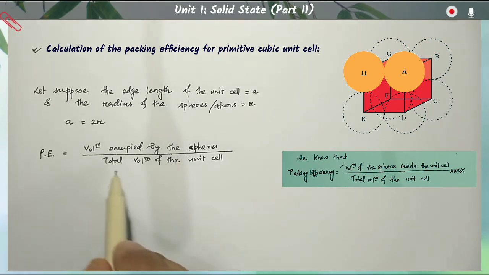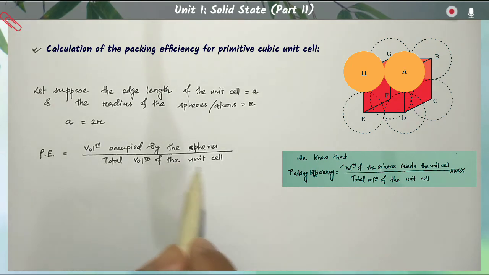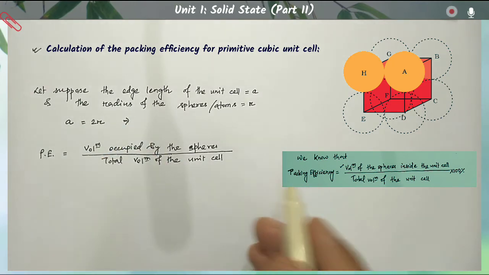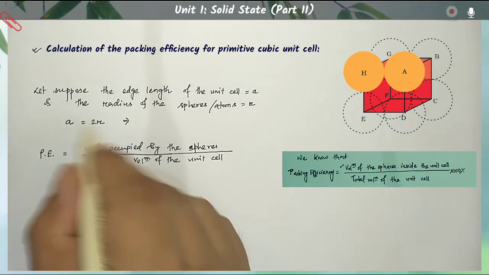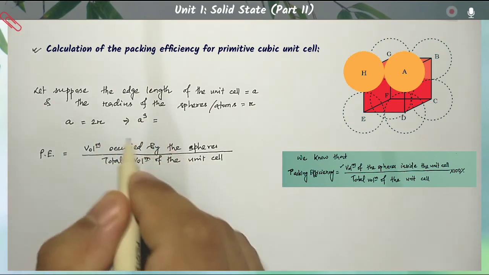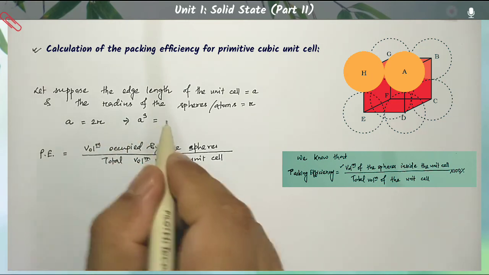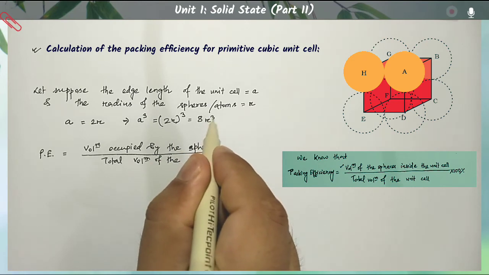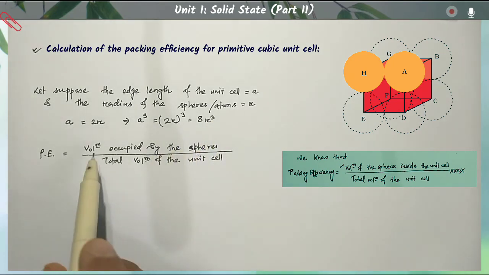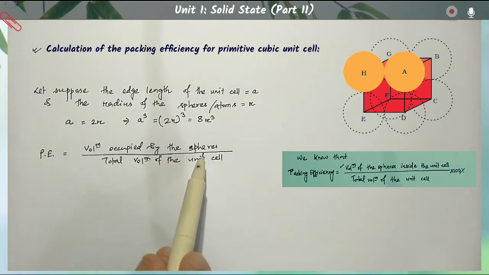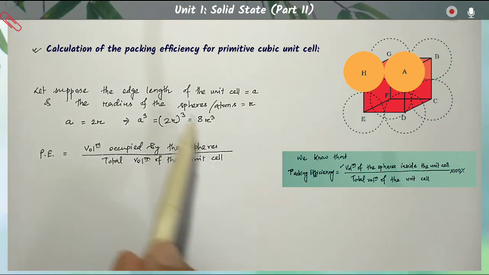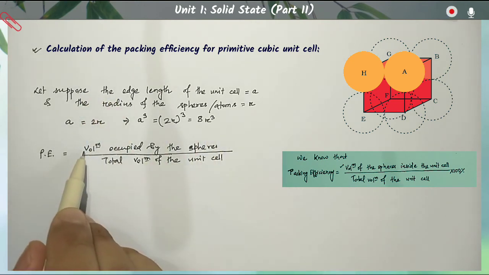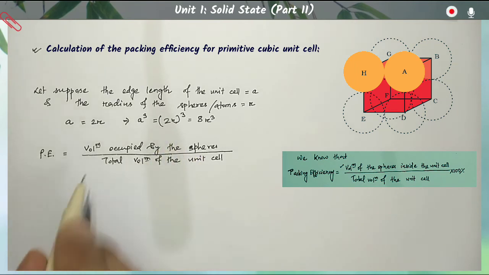So here we have to write the total volume of the unit cell. The volume of the unit cell is equal to a cube. In place of a we can write, by using this formula, a cube is equal to 2r cube, which is 8r cube. In the numerator we have the volume occupied by the spheres. How many spheres or atoms are present in case of primitive cubic unit cell? We know that it is 1. So we have to write the volume occupied by 1 sphere. It will be very easy.